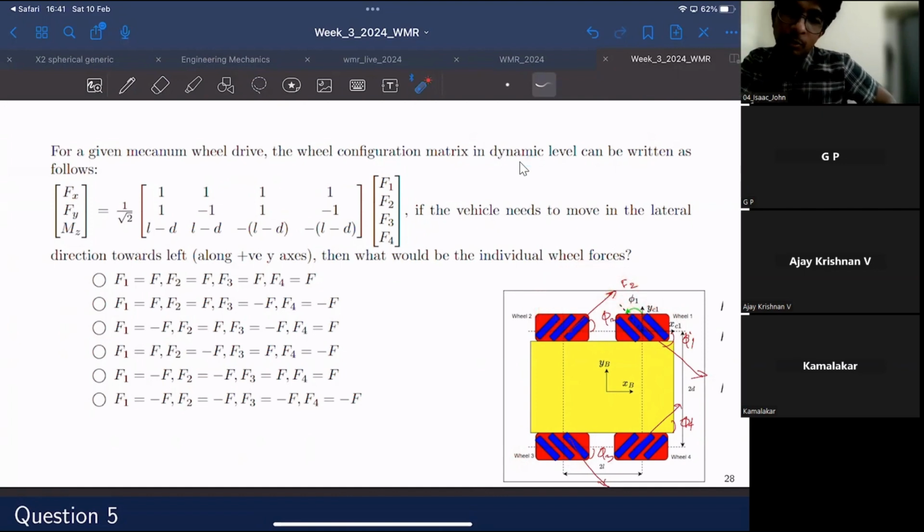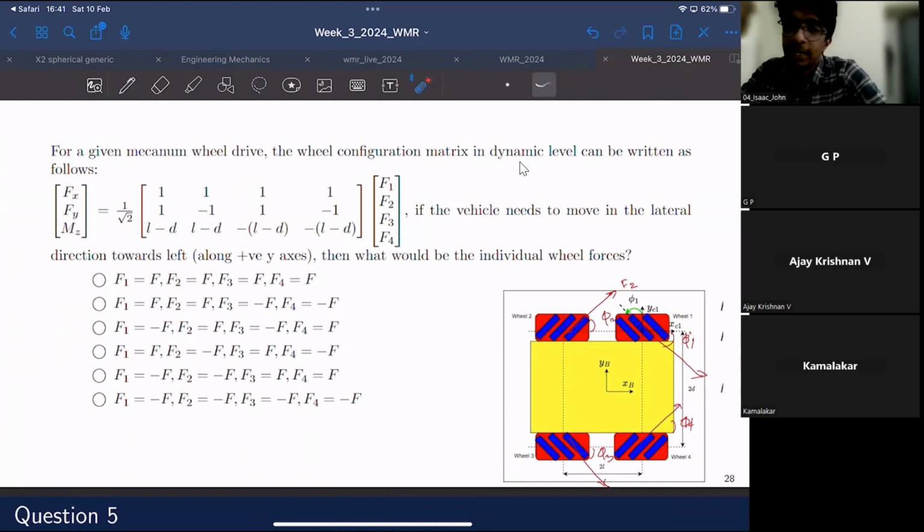Depending upon how the rollers are aligned, you may get different matrices. The configuration matrices for forces as well as velocities are different. They have different units actually. And if you can recall, in the case of velocities, the final entry of the final term would be 1 by L minus D, or 1 by D minus L. So the units will also be different.